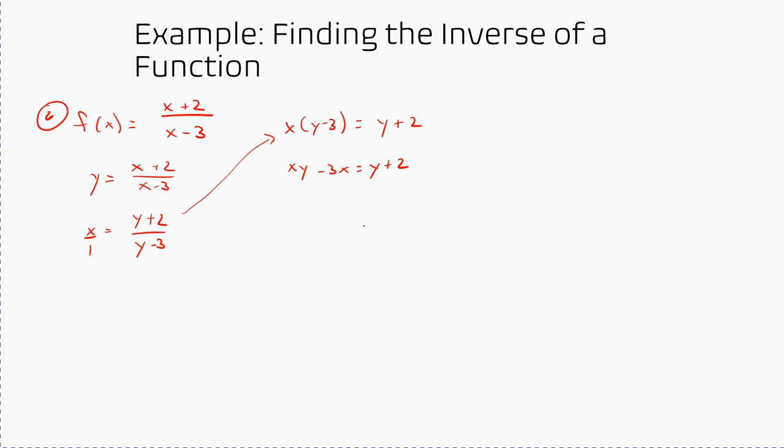All right, so you want to try to get y by itself. So let's move everything with the y over. I'm going to subtract this y over, and I'm going to add this 3x over. So I have xy minus y is equal to 3x plus 2. All right, what do you do now? Notice how I can factor out a y. So I'm left with y times x minus 1 is equal to 3x plus 2. And then look, just divide both sides by x minus 1.